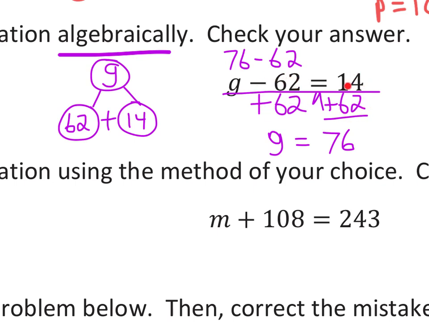So no matter what, I'm adding 14 and 62, which is going to be 76. Then I check it. 76 minus 62. 6 minus 2 is 4, and 7 minus 6 is 1, so it does work.